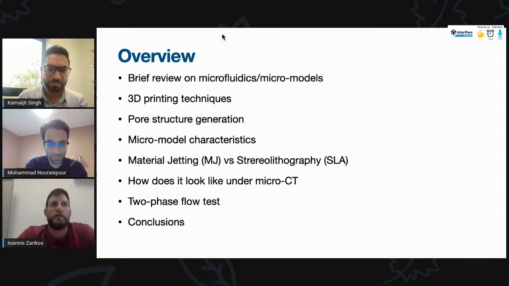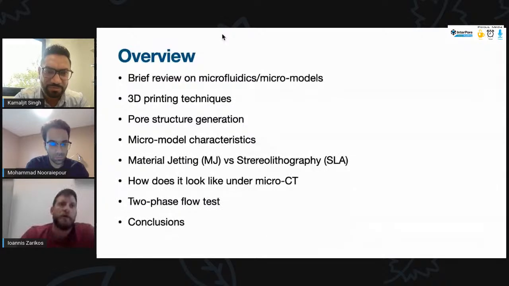We'll continue discussing how we're going to generate a pore structure that can be used later for printing the micro model. Then we'll continue with the characteristics of the produced micro models. And then we're going to compare the two main techniques that we used, how they looked under micro-CT, and if we came into some problems with it. The two-phase flow test that we did on them, and of course how they performed.